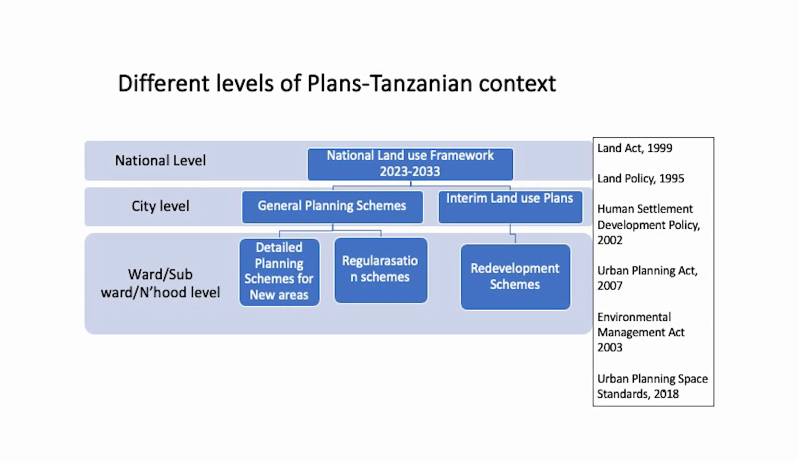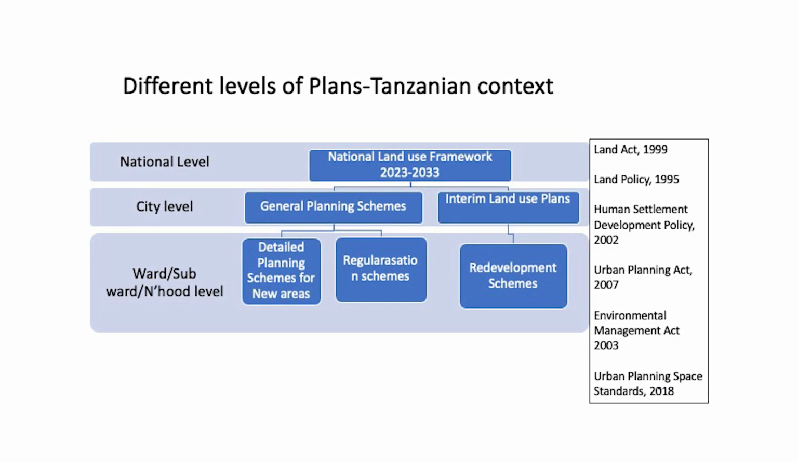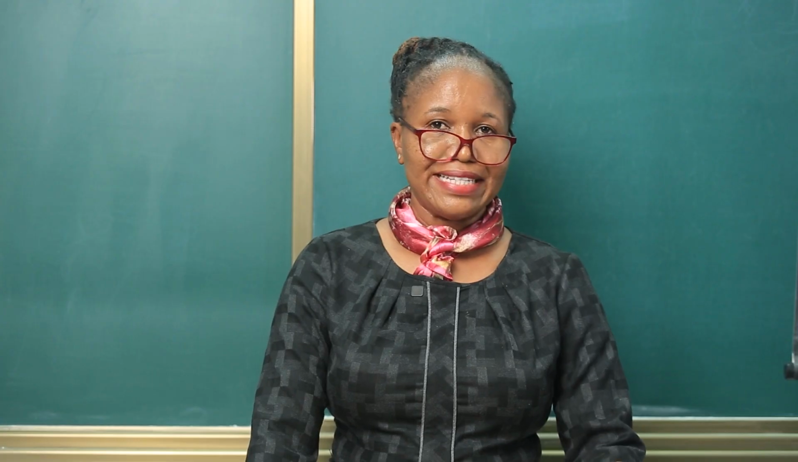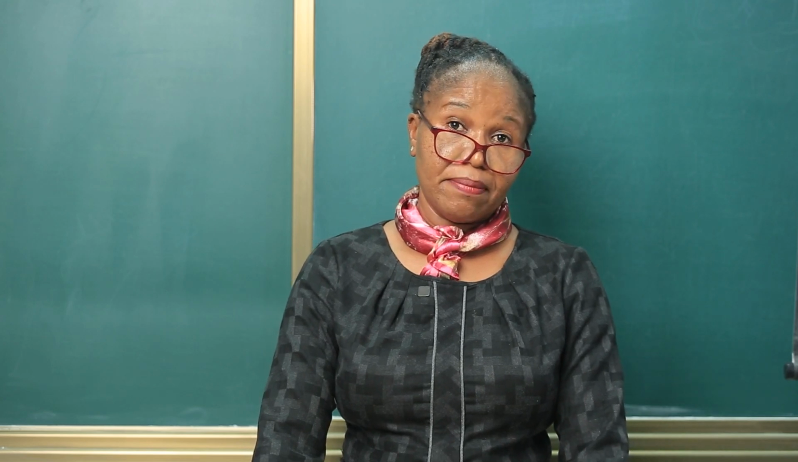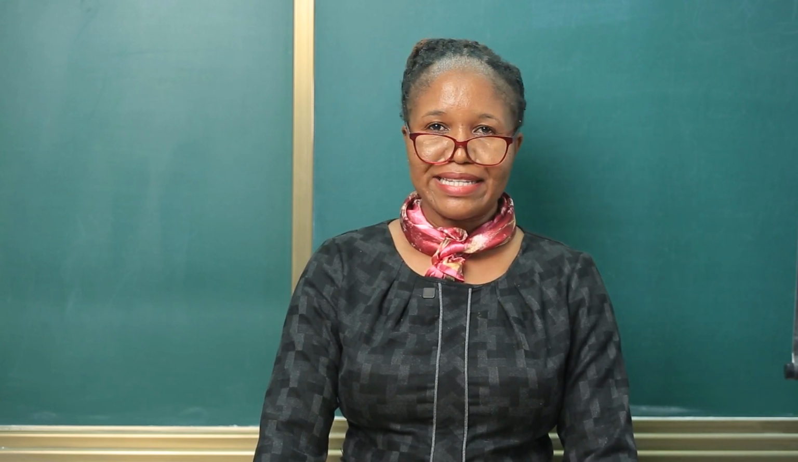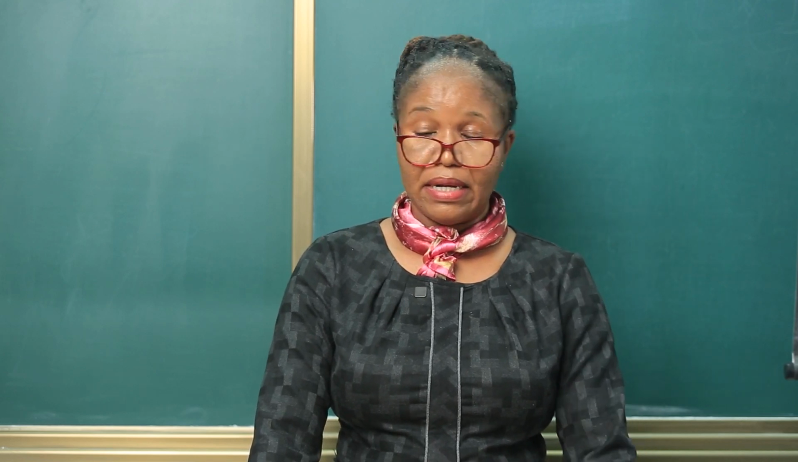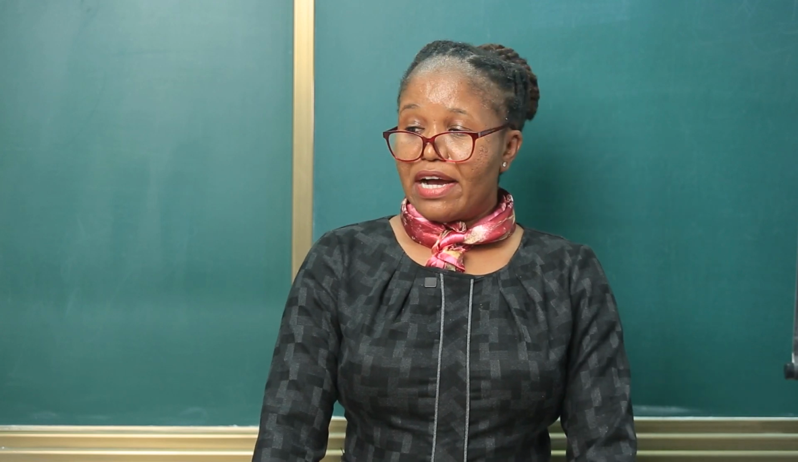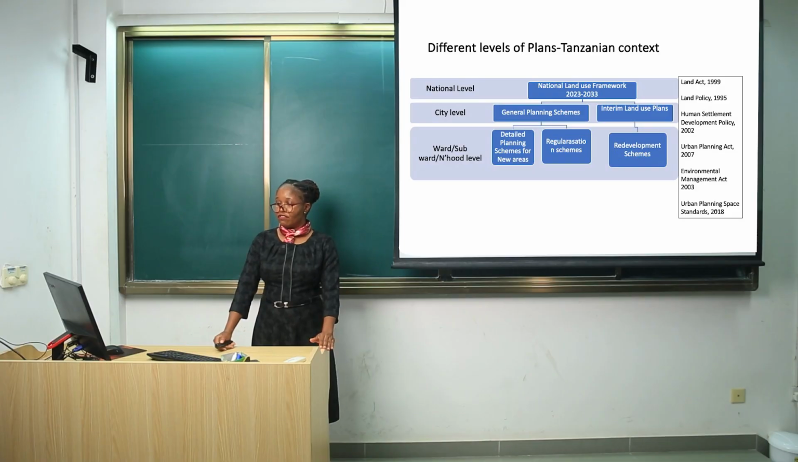General planning schemes are also known as master plans, and these are long-term plans of 20 years, which give a vision of a city or a town, and the interim land use plans are short to medium-term plans of less than 10 years, and they are normally prepared in case a master plan is not in existence. At lower level, we have detailed planning schemes for new areas. We have regularization schemes, and we have development schemes.